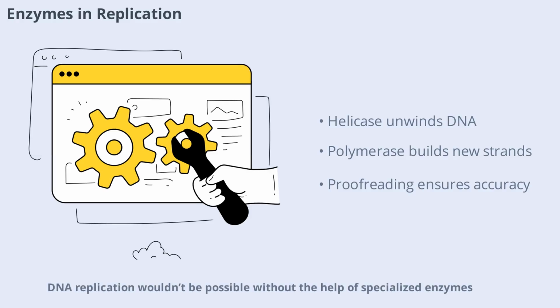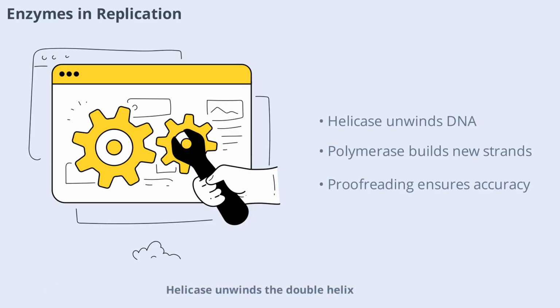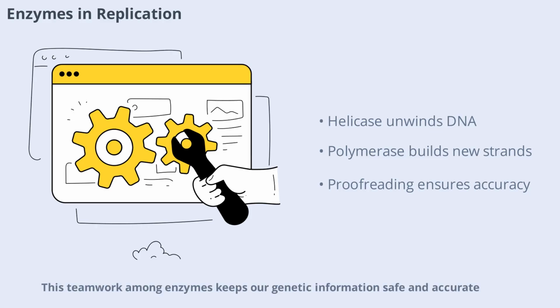DNA replication wouldn't be possible without the help of specialized enzymes. Helicase unwinds the double helix, while DNA polymerase adds new nucleotides to each template strand. Other enzymes help proofread and repair mistakes, ensuring the new DNA is an exact copy. This teamwork among enzymes keeps our genetic information safe and accurate, generation after generation.